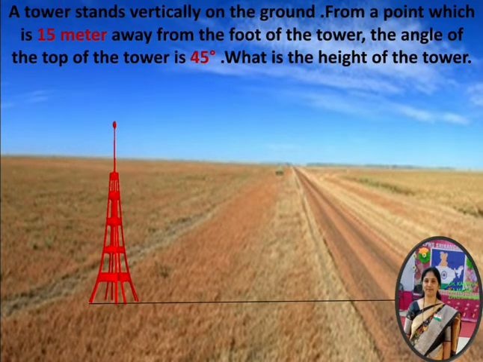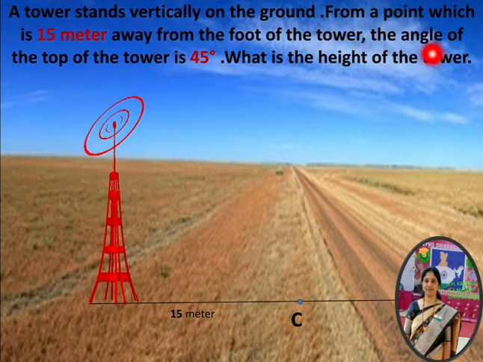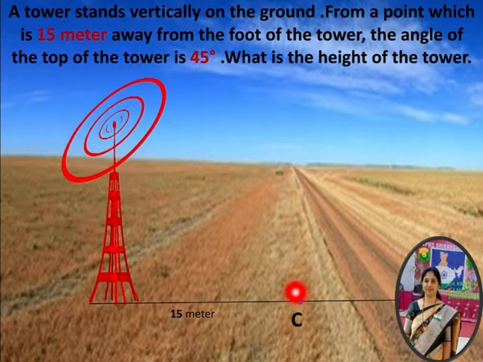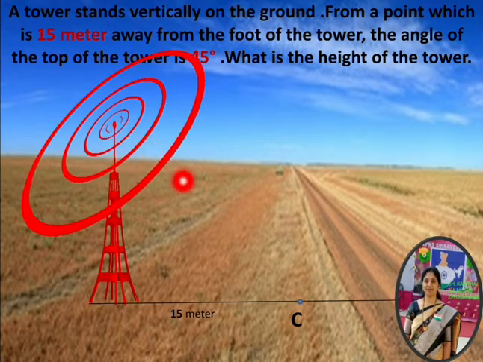And from a point which is 15 meters away from the foot of the tower, that means we have to consider a point which is 15 meters away from this tower. So here assume that at 15 meters distance, I am taking the point. This point is C. And given that the angle of the top of the tower is 45 degrees, that means from this point, the top of the tower makes a 45 degrees angle. So from the point C to the top of the tower, we will get a line of sight.